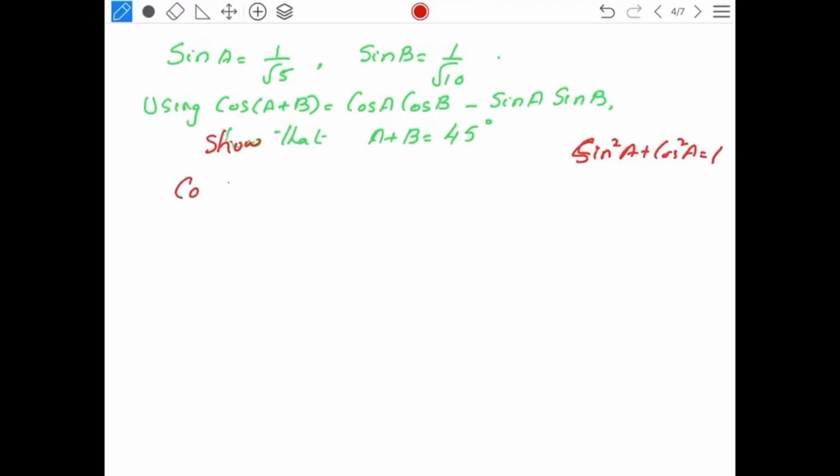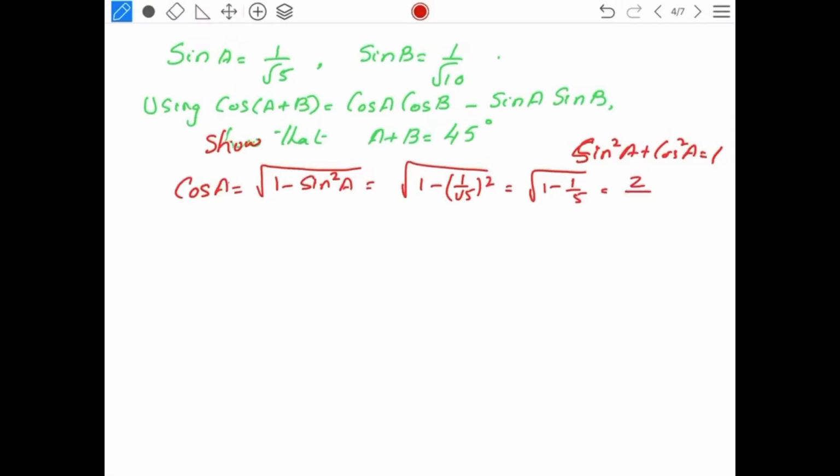So cos A is equal to root of 1 minus sin squared A. So this is equal to 1 minus 1 by root 5 the whole squared. So 1 minus 1 by 5. So it will be 5 minus 1, 4 by 5. So 2 by root 5.